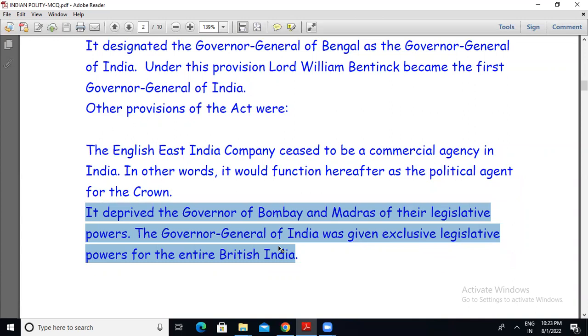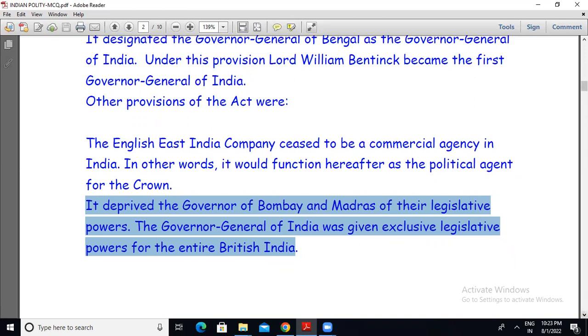So the Governor of Bombay or the Governor of Madras had no power, because all the exclusive powers were given to the Governor General of India.